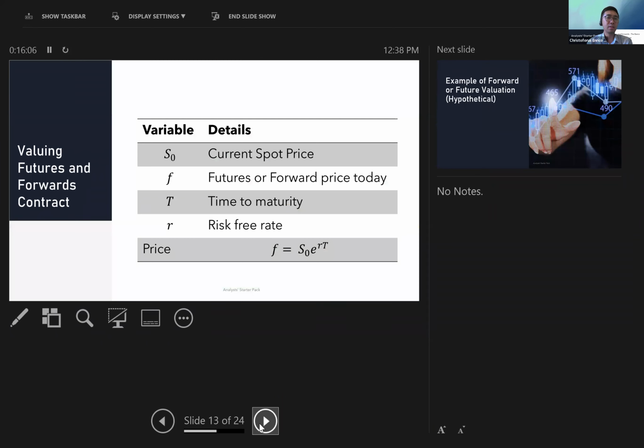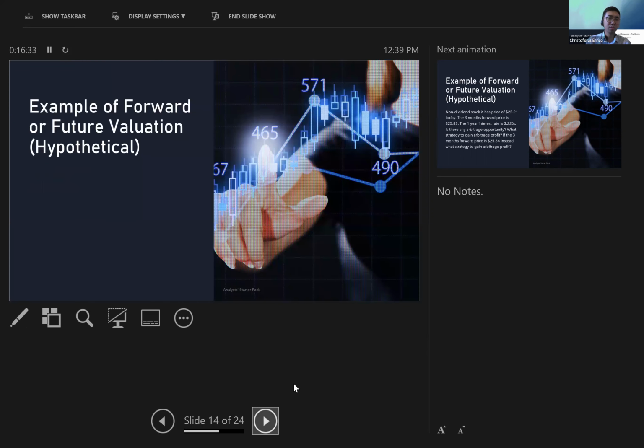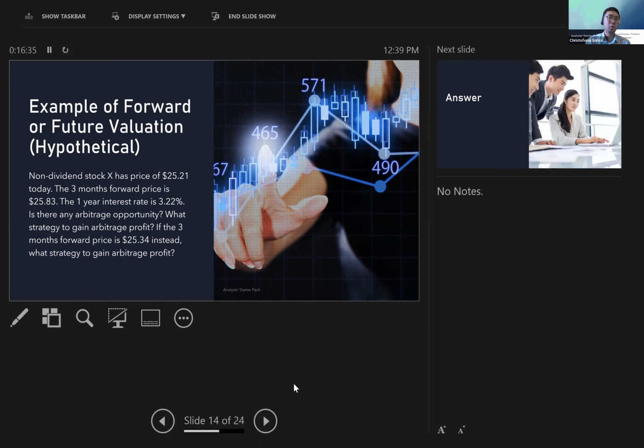And this is how you value the futures or forward contracts. So we have the current spot price, the futures or forward price today, time to maturity, and the risk-free rate. So it's the current spot price multiplied by the natural number e to the power of r multiplied by T. So let's do some examples about forward and futures valuation.